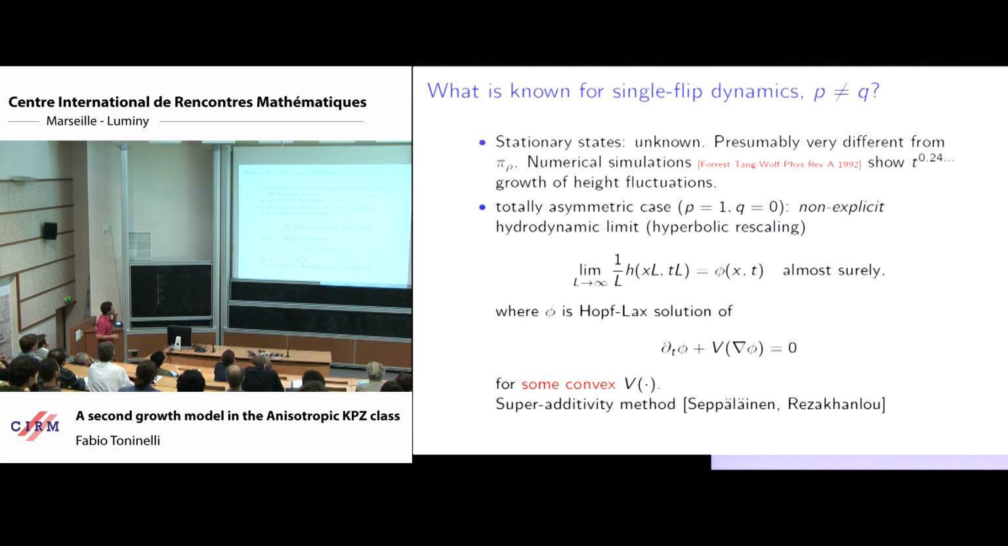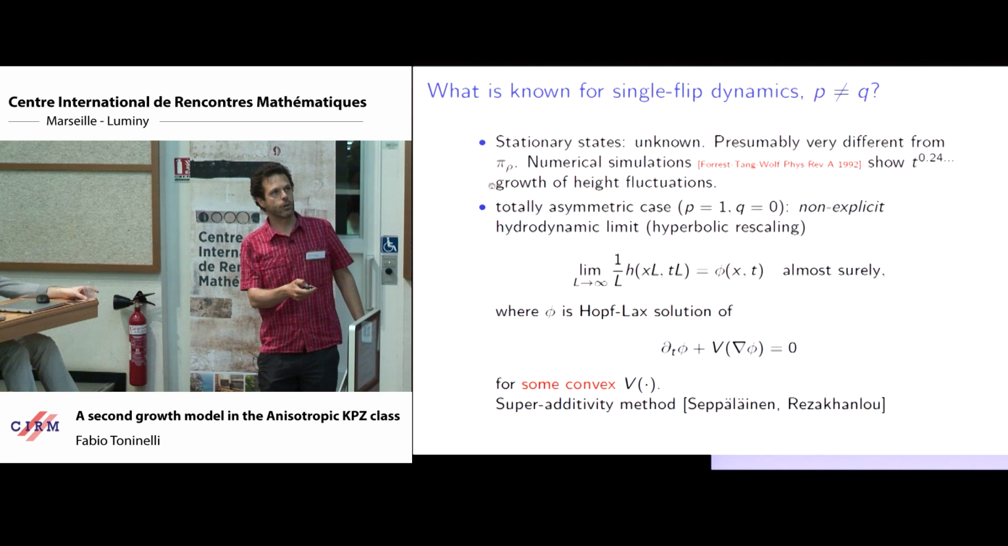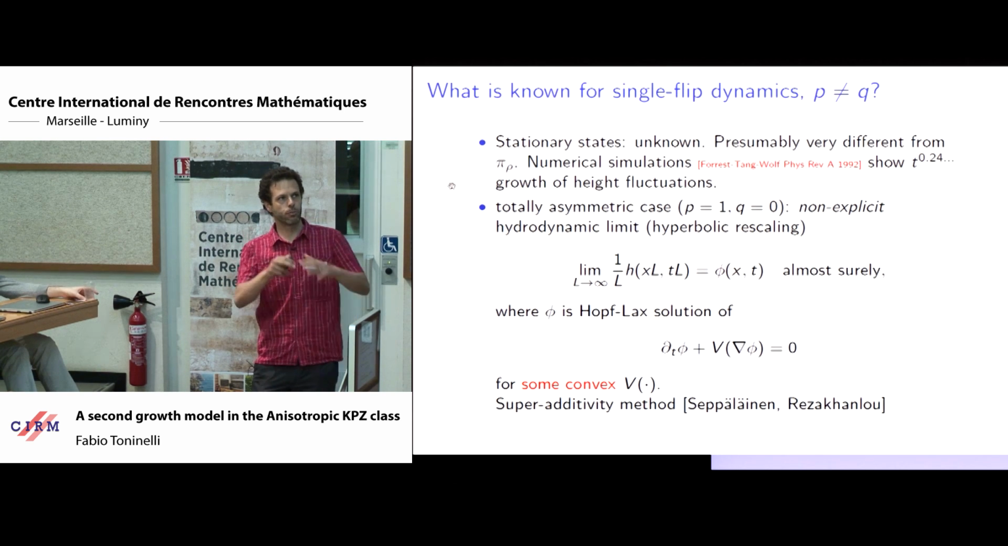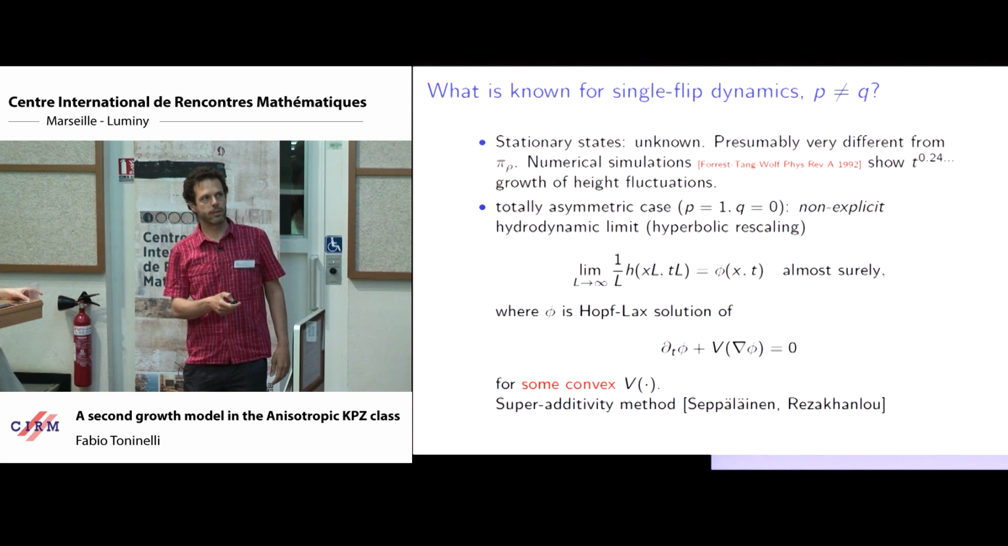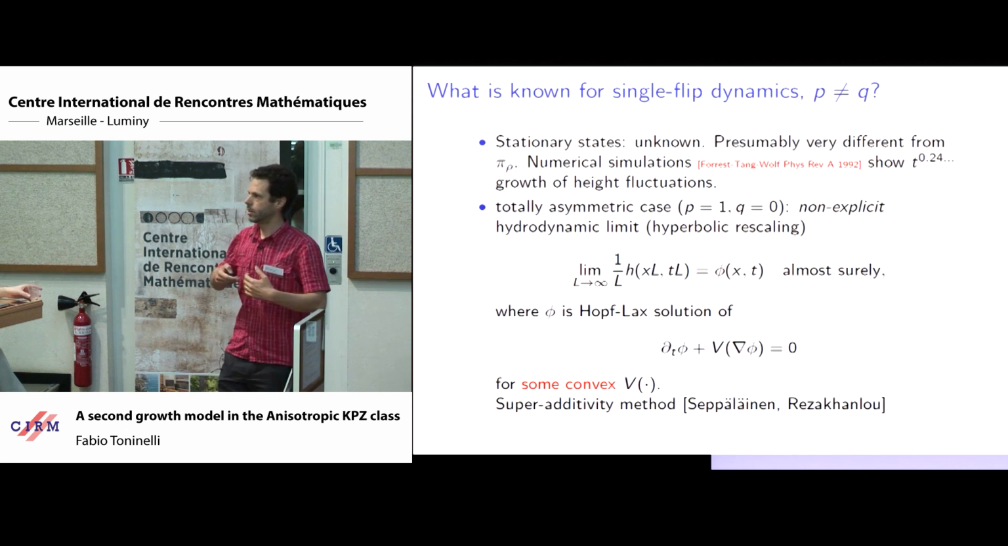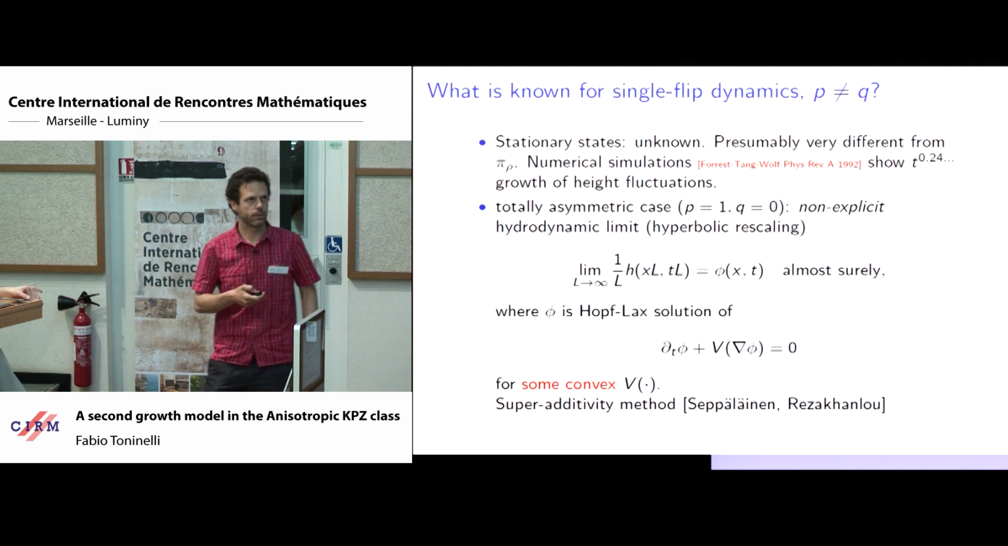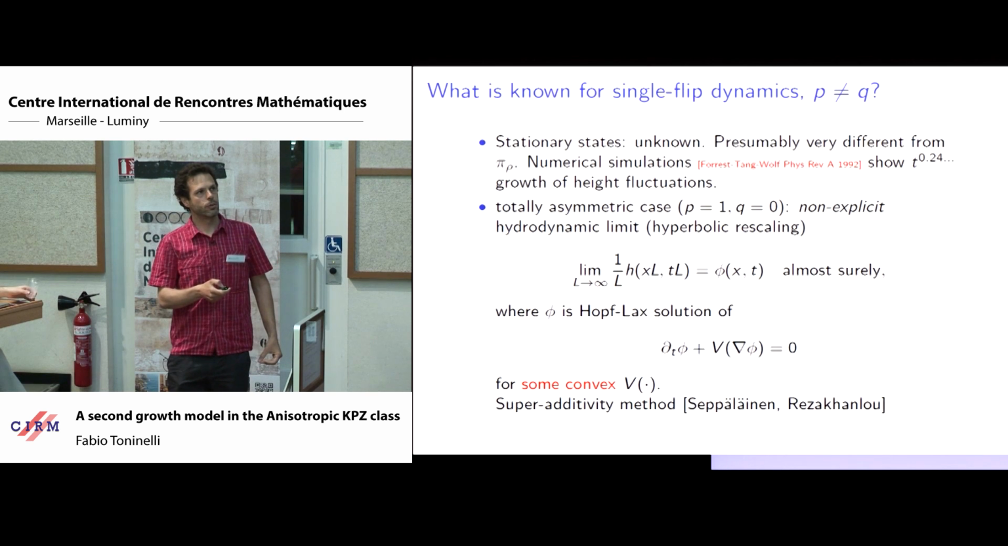So as I was going to say, at least in the totally asymmetric case where you just deposit cubes, there is an easy way to get the hydrodynamic limit. For this model, I'm not sure who did it first, but anyway. If you take the height function and initially it approximates some smooth profile, and then you take the height function at time t, but you rescale position and time by L and divide by L, you're scaling space and time in the same way. So it's a hyperbolic rescaling. One can show that this converges almost surely to a limit, phi of x and t.